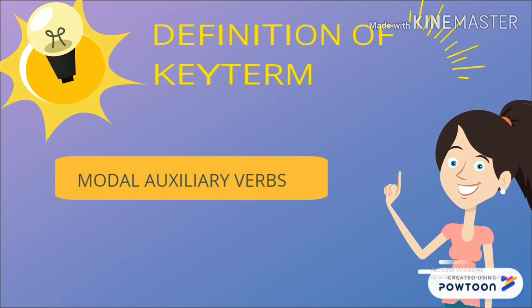Definition of key terms. The first key term is modal auxiliary verb. Modal auxiliary verb is one aspect of grammatical rules which aims to form good sentence structure. Based on Robert, a modal verb or helping verb can give the phrase meaning in the sentence.